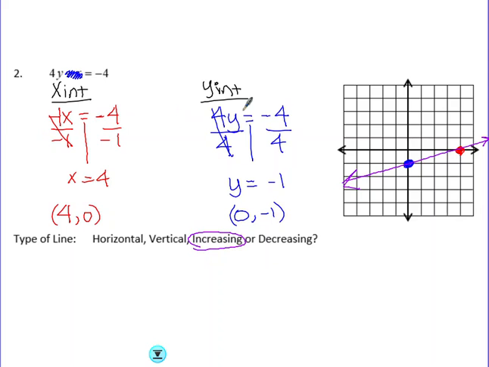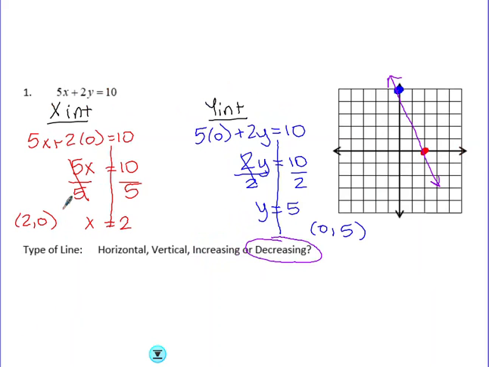If you are confused by this shortcut, you don't have to do it. You can do this problem the long way by plugging in 0 for x and y.